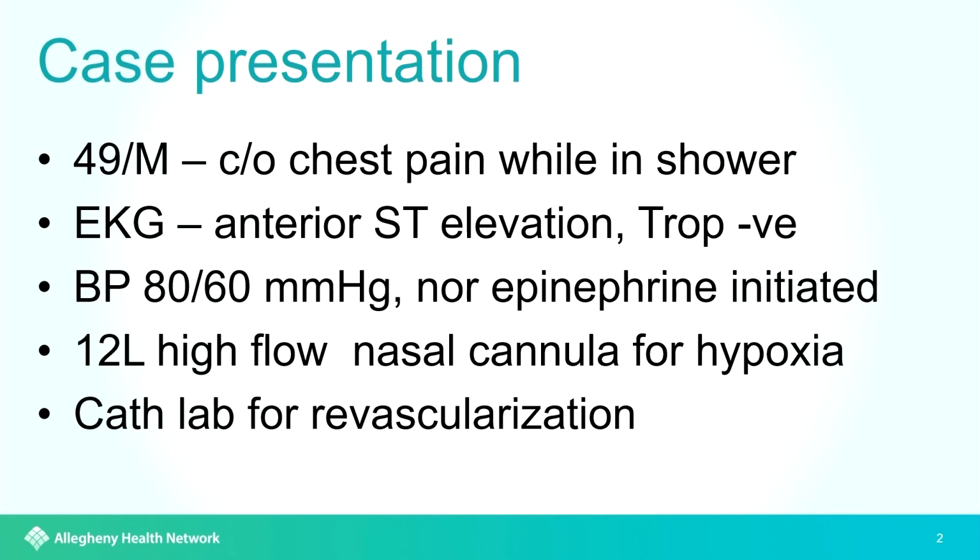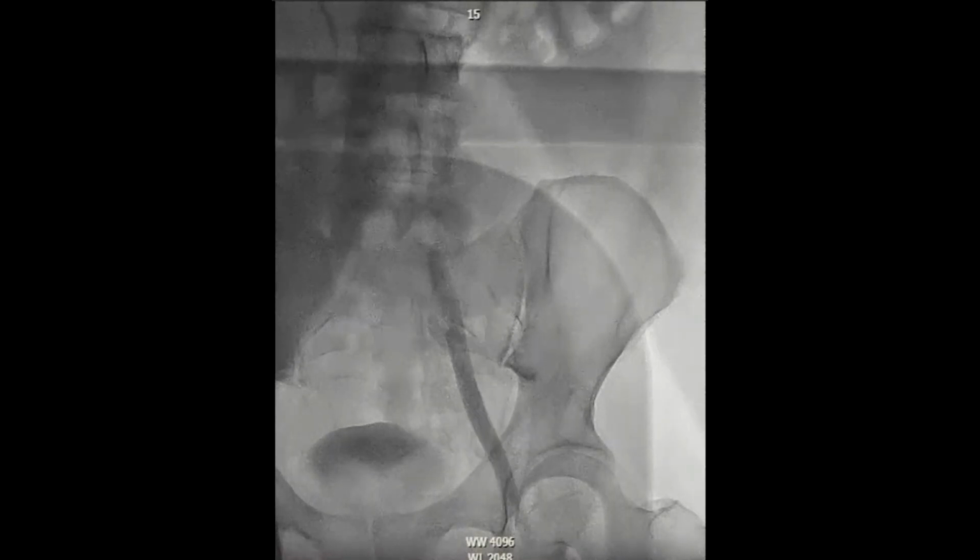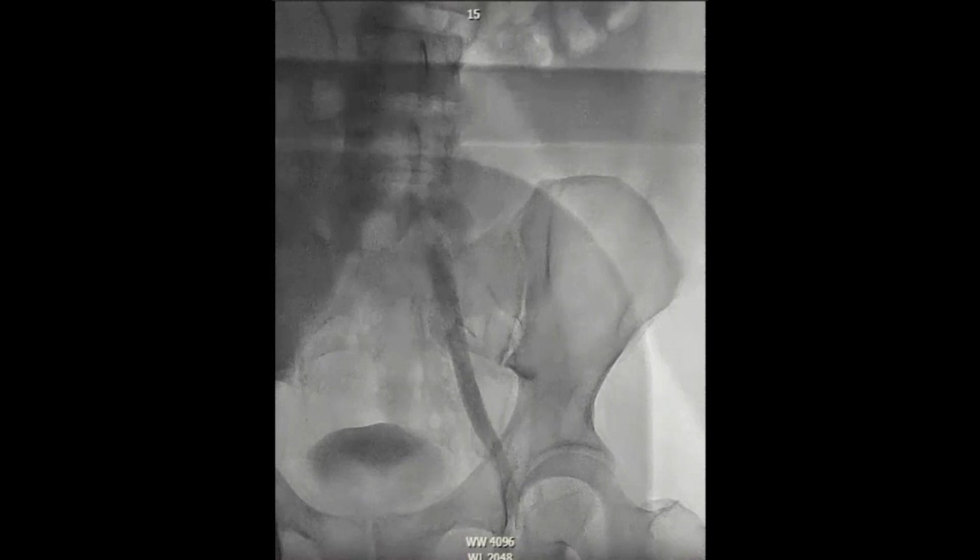Initial blood pressure was 80/60. He was cold and clammy on exam, on 12 liters of high flow nasal cannula, and he was taken directly to the lab for catheterization. As you could see here, this patient's LV EDP was 33. His LV systolic pressure was 75. And this first picture, look at the femoral angiogram. Most of our fellows ignore this picture and go to the next one. But this picture actually tells you not just the access vasculature, but also what the patient's cardiac output is. He's in a really slow output state.